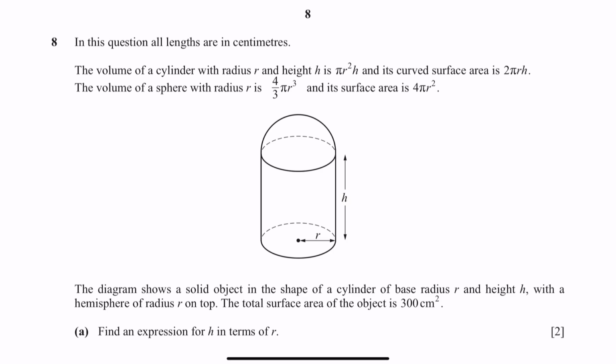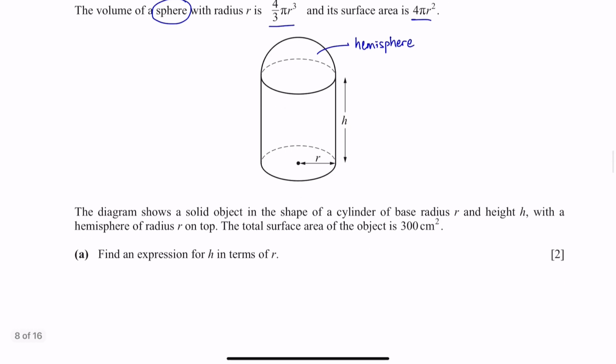Question 8. We have a volume of a cylinder with radius r and height h as pi r square h, and the curved surface area is 2 pi r h. For a sphere, the volume is 4 over 3 pi r cubed, and its surface area is 4 pi r squared. See, the 4 pi r squared and the 4 over 3 pi r cubed is actually for a sphere, and this is obviously a hemisphere. So we gotta take note of that to avoid any careless mistake.